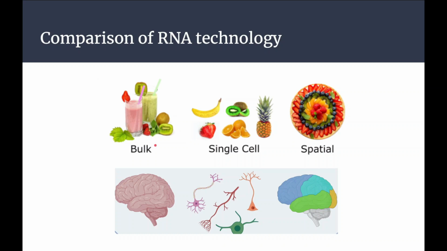So in bulk RNA-seq, what is happening? We have the entire tissue and we are isolating all the RNA molecules into a pool, but we are losing the information about which cell this RNA is coming from. So we are losing that information, and we just have all the transcripts.